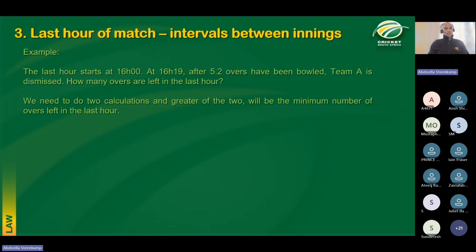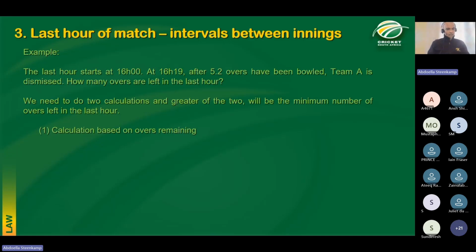There was an innings change in the last hour, so now we need to do 2 calculations. And the greater of the 2 calculations, or the greater of the 2 answers, that will be your minimum number of overs left in the last hour. You can just summarize it. You don't need to quote the law verbatim. So there's already a mark for you. So we know we need to do 2 calcs.